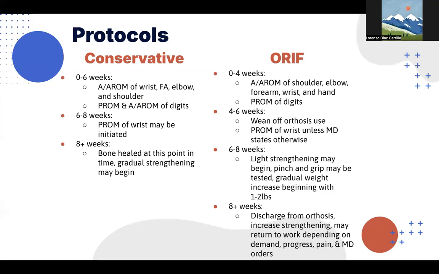If not, you can always ask the patient in your evaluation. But 0 to 6 weeks, active range of motion, active assisted range of motion. If the wrist, forearm, elbow, and shoulder are all okay, passive range of motion and active assisted range of motion of the digits are okay. Once you get into that 6 to 8 weeks, passive range of motion of the wrist specifically can be initiated. That's where the fracture site occurred. We want to give it a little more time based on the healing time frames to get a little stronger before we start applying pressure onto it. And then again, at 8 weeks plus, the bone is healed at this point.